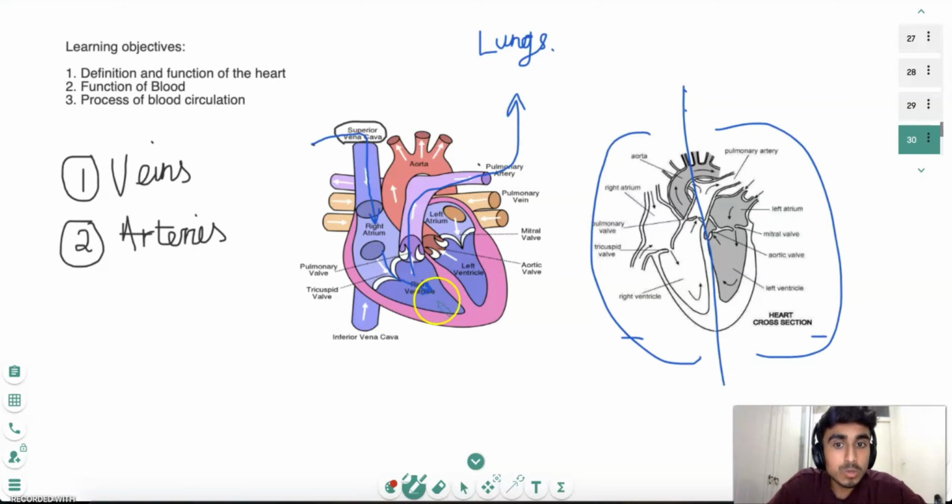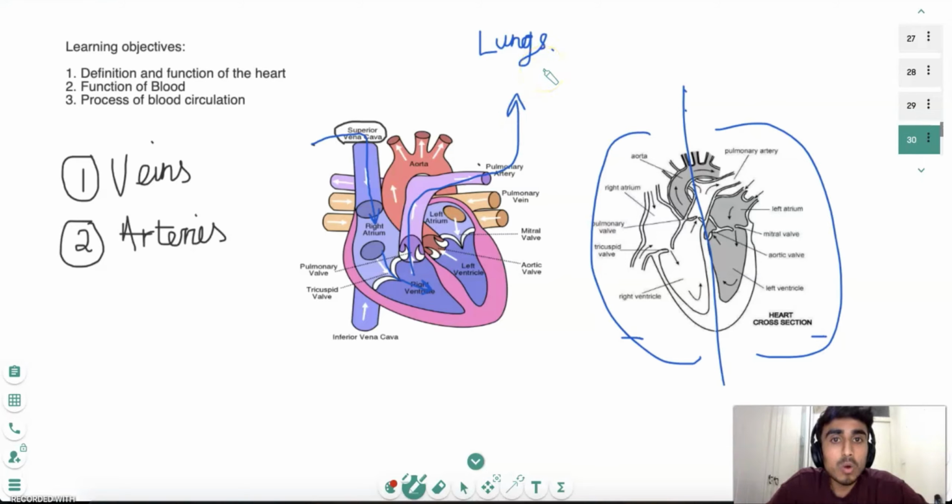So now what we need to do is this right ventricle here, this chamber, needs to pump this deoxygenated blood, which means it doesn't have any oxygen inside it, all the way through to the lungs, so that we can get oxygen. Because what's the function of the lungs? It allows us to breathe and get oxygen from the air into the blood.